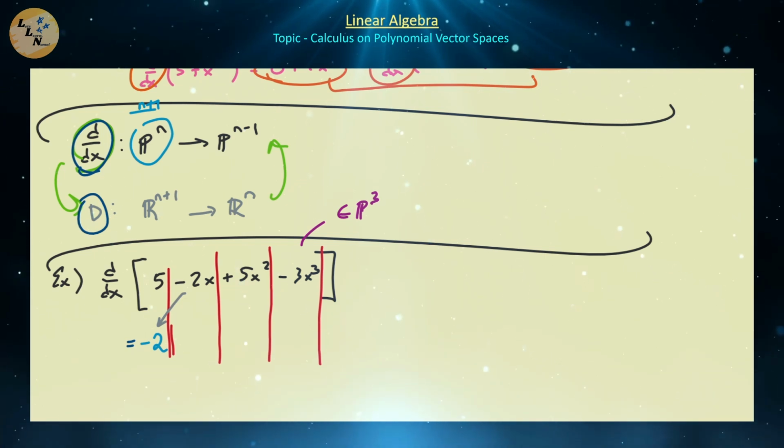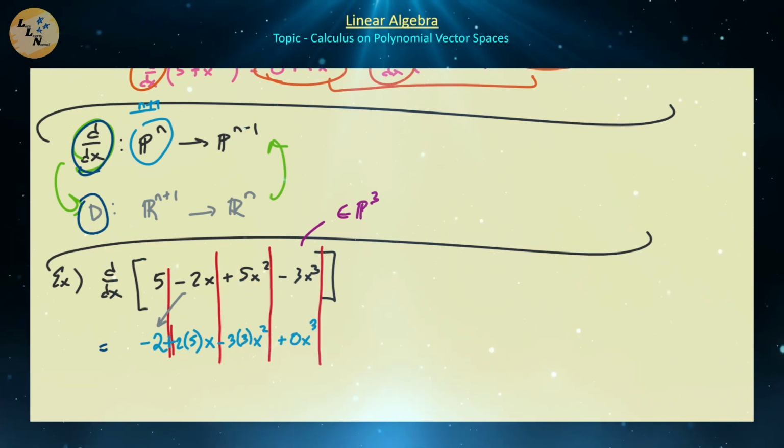The derivative of 5x squared is going to be equal to 10x, but I'm not going to write 10x here. Instead, what I'm going to write is 2 times 5x, right? And there's of course a plus sign there. And then what's the derivative of minus 3x cubed? That's going to be equal to minus 3 times 3x squared, and then we're going to have a plus 0x cubed at the end, right?